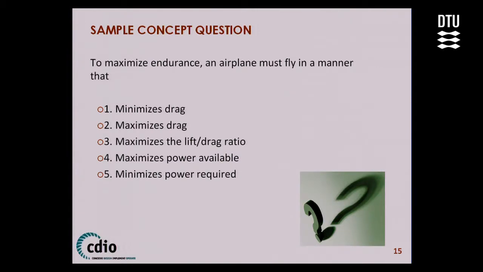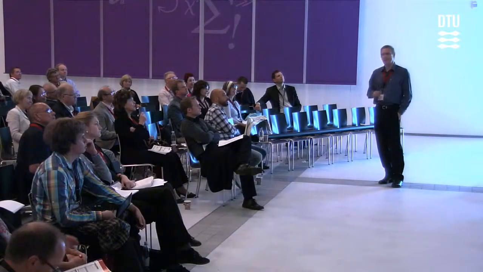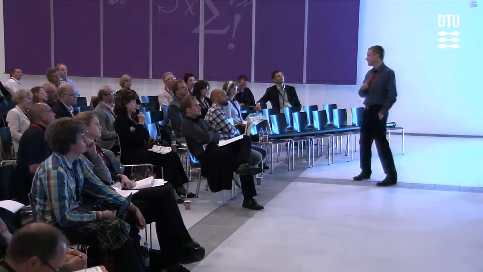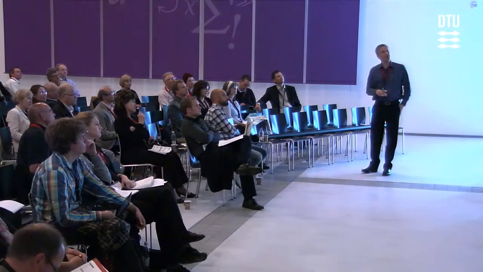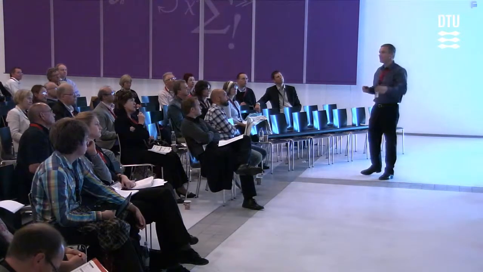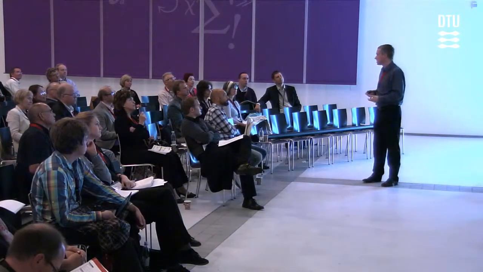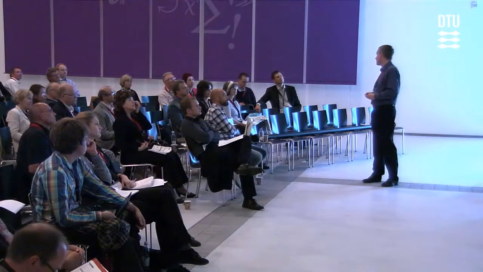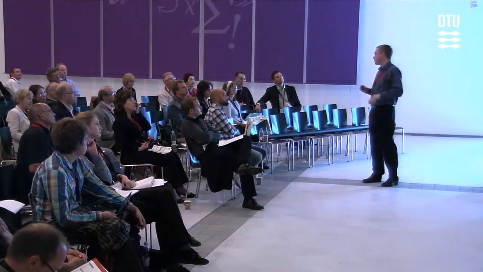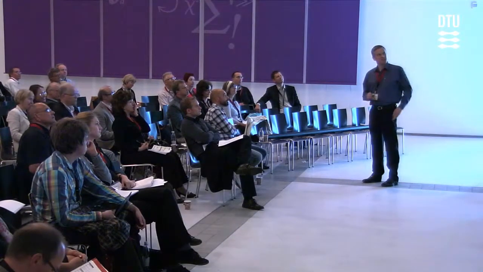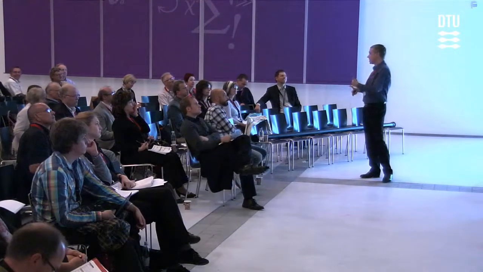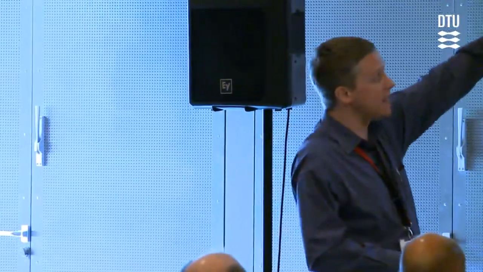So, anyone fancy telling me what they think the right answer is? That's unfair, isn't it? Okay, I think the right answer is 5. Basically, if you want a plane to fly as far as possible, you need to use up the energy as slowly as possible. So you need to minimize the amount of power required. You might want to disagree with me about that, but... So, you ask the question in class, you find out what every student thinks. It maybe displays it as a graph on the screen. Okay, I think that's the right answer.